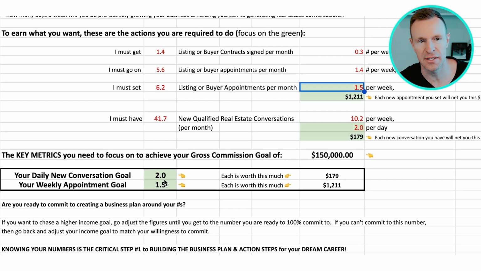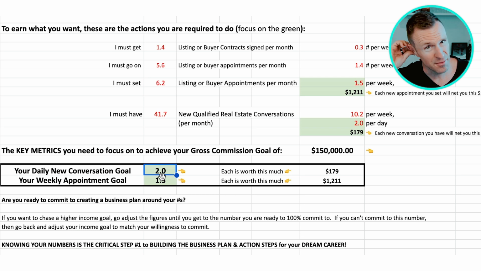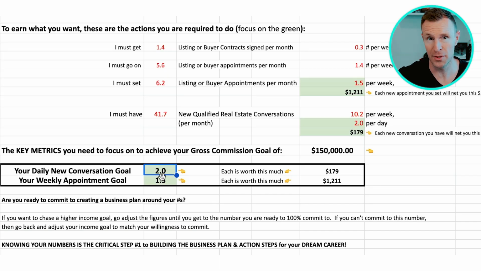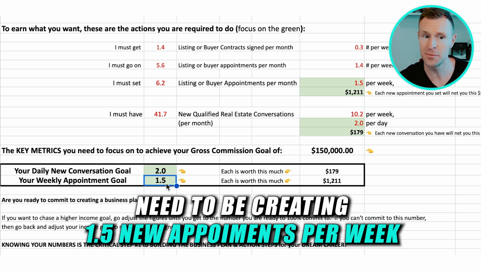So if you can look at this, guys, all of the math that I can't go into in this session is telling me 2 real estate conversations per day, 5 days a week. I told you that I put again 4 weeks off earlier. The numbers are already calculated in the background. And I do need to be creating 1.5 new appointments per week.